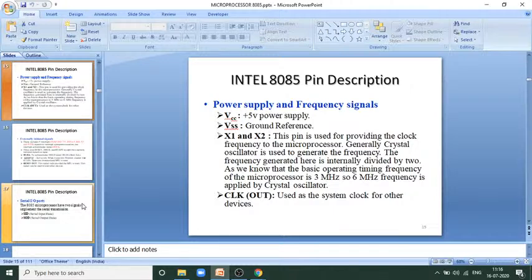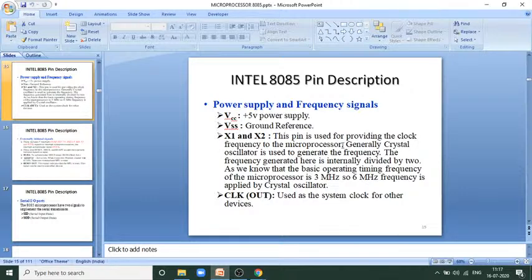We have frequency signals, X1 and X2. These two are frequency signals. X1 and X2, these pins are used for providing the clock frequency to the microprocessor. I repeat, X1 and X2, these two pins are used for providing the clock frequency for the microprocessor.